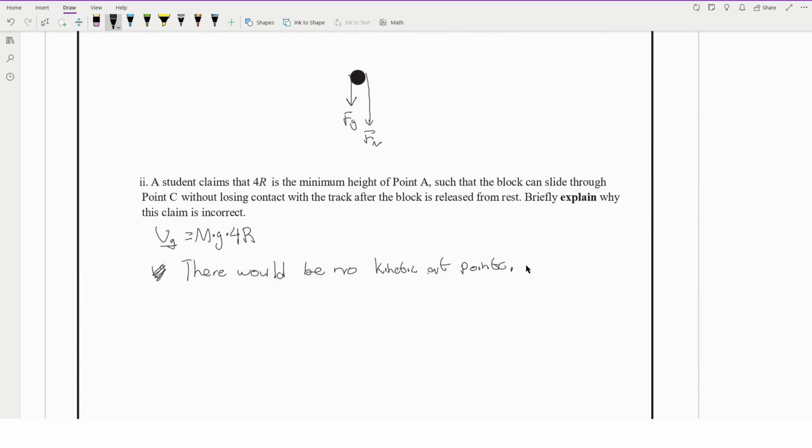So, no velocity. And if there's no velocity, then ultimately it's not moving in a circle anymore. It's not going on the track. It's just going to stop at the top, and it's just going to drop. No velocity, so it is going to drop.